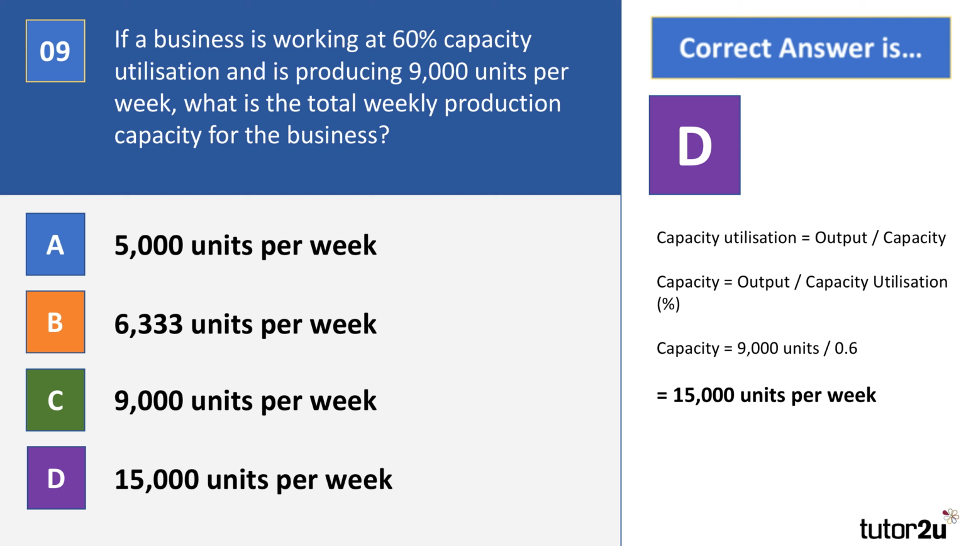Now you could have worked it out or eliminated most of the answers there, noticing that it's producing 9,000 units per week at 60% capacity utilisation. Therefore, the only answer that could have been right is the one where the capacity is higher than 9,000 units. So maybe that's the way you spotted the right answer.